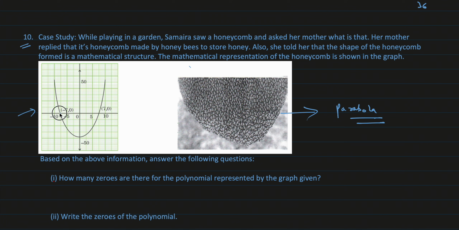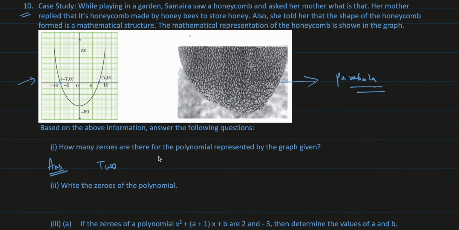So you see the points where it is intersecting, there are 2 points, so there are 2 zeros. That's the answer for this one. Write the zeros. What are the different zeros over here? You can see I have told you, one is -7 and another is 7. Done. That is also done. 1 mark, 1 mark. Very easy part done.